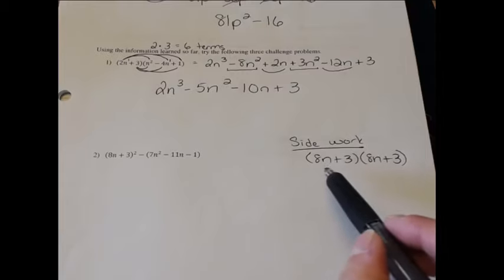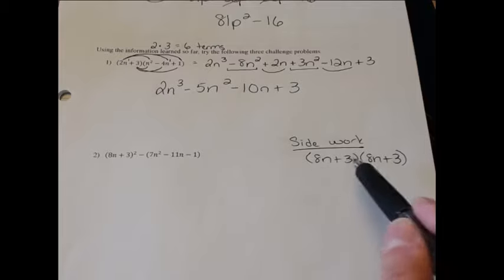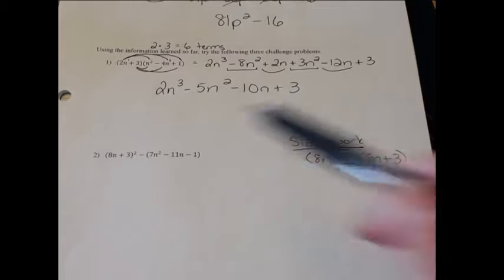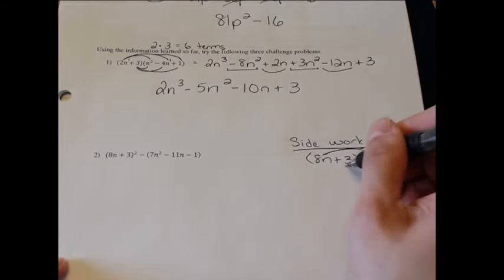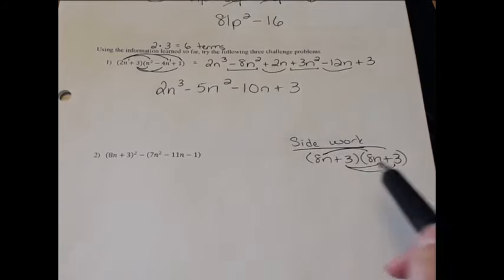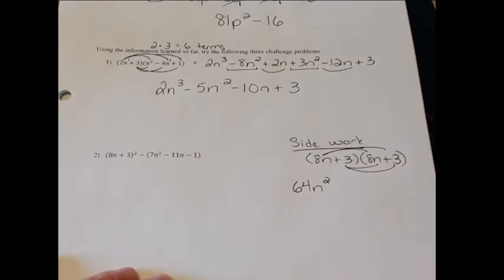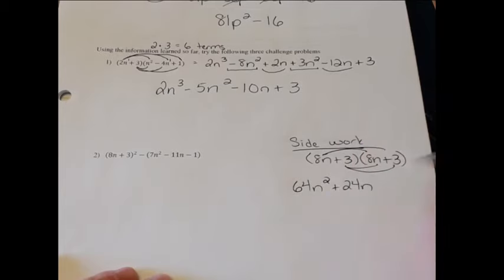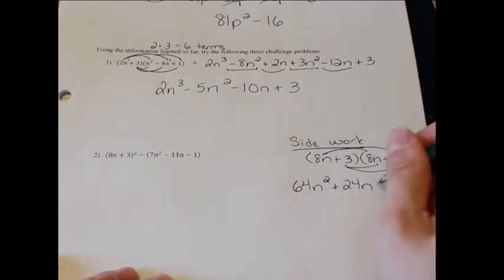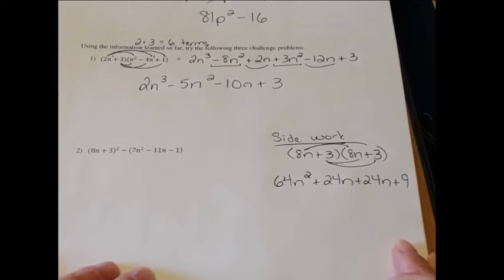Okay, let's take care of this expression. We'll take care of multiplying these two together, and then we'll write that underneath here in our workspace. So this is like our side work area. 8n times 8n is 64n squared. 8n times 3 is 24n. 3 times 8n is 24n. And 3 times 3 is 9. Excellent. So far, so good.